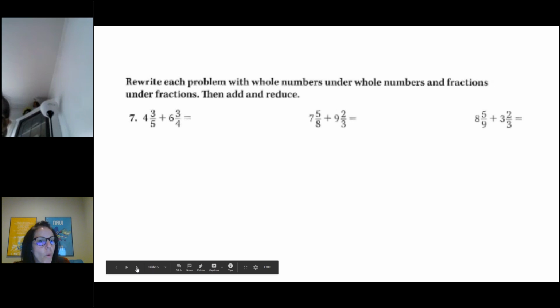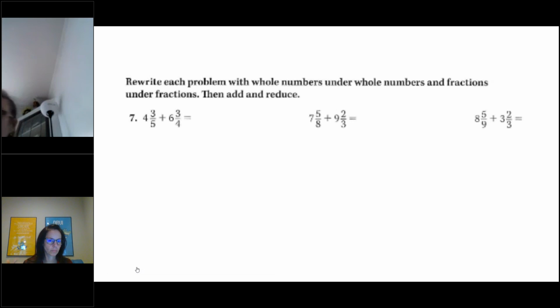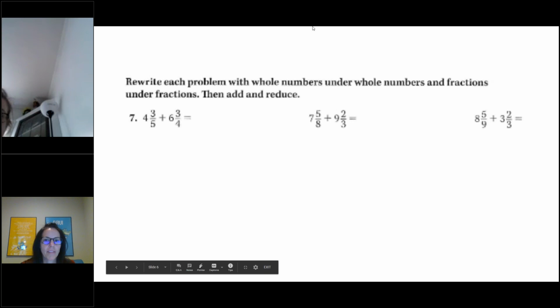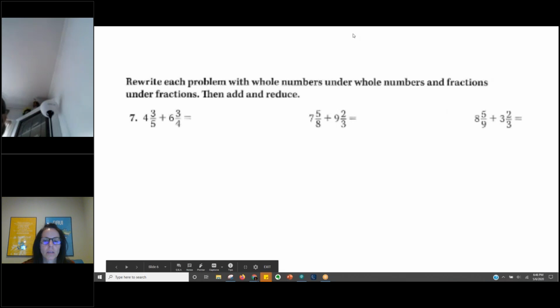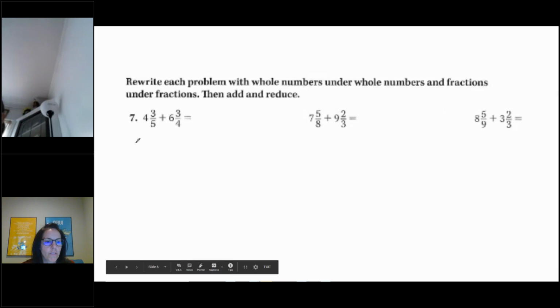Okay, now these have whole numbers with them. So these are mixed numbers. Rewrite each problem with whole numbers under whole numbers and fractions under fractions. Then add them and reduce. Okay. So first, let's rewrite these as, whoops, I don't want to use red. I'll stay red for this one, but sorry.